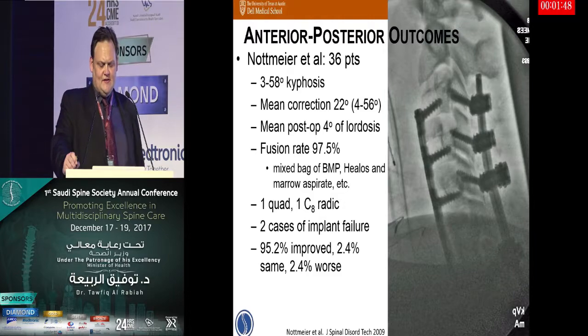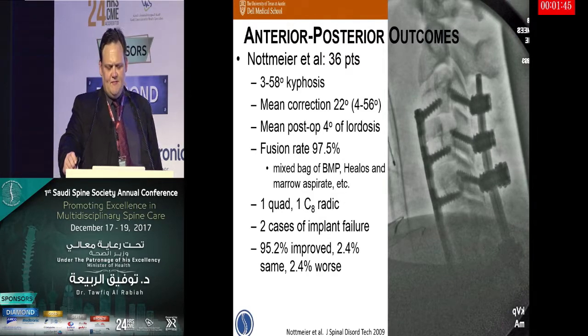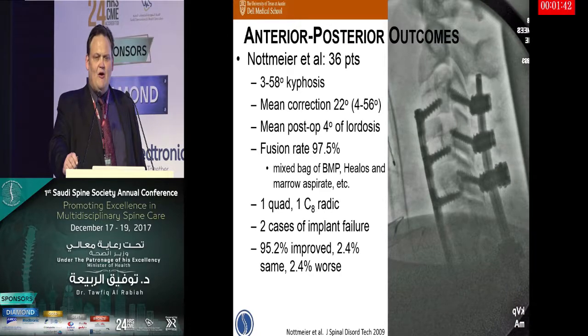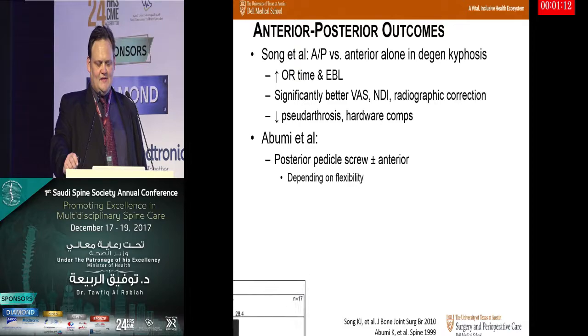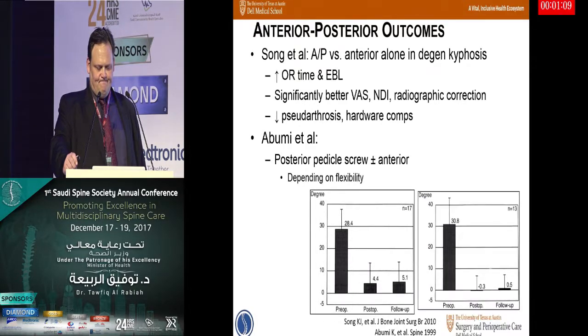Anterior-posterior outcomes are increasingly reported now as well, but typically small series of patients. These tend to be very powerful in terms of fusion rate, in terms of maintenance of correction, with typical corrections around 22 degrees achieved. But significant complications, of course, do occur. A number of other studies follow similar thought processes with significantly lower hardware complications and pseudarthrosis rates than either an anterior alone or a posterior alone approach, at the expense of significantly more OR time and blood loss. Radiographic correction and outcomes in terms of NDI and VAS tend to be quite good with these procedures.